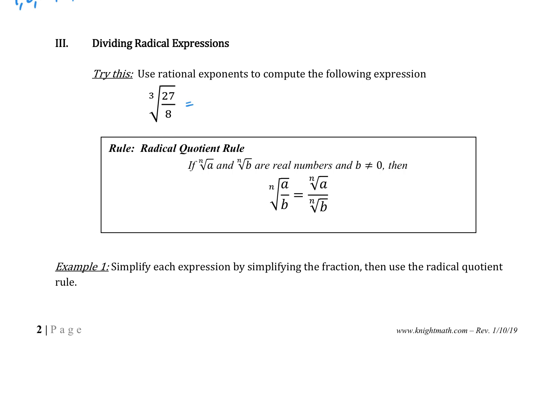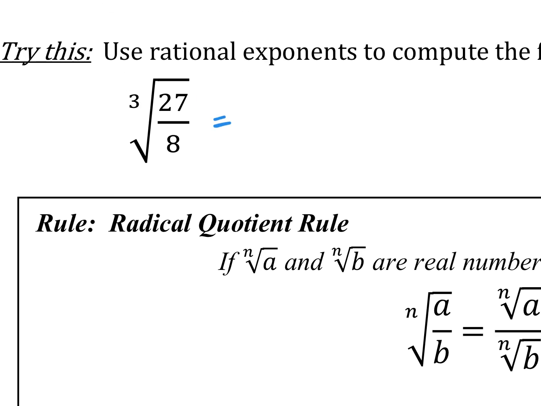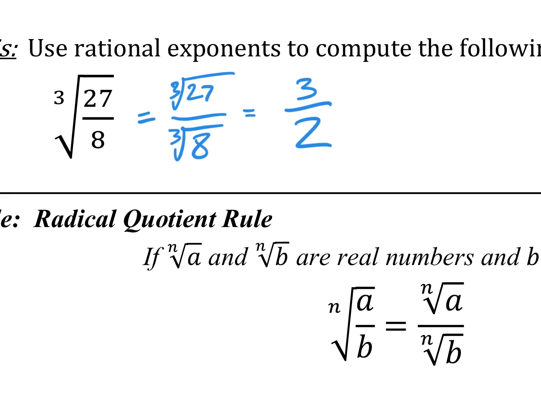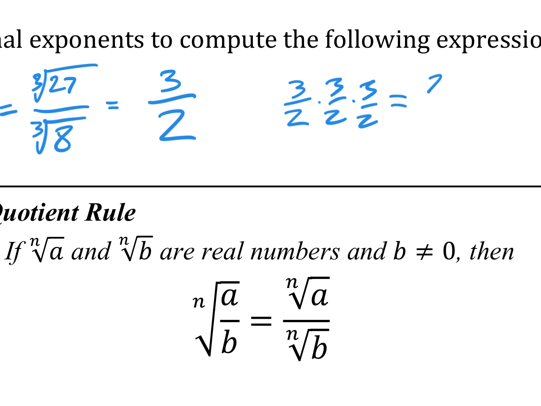So if we take the cube root of 27/8, we can just cube root that fraction and ask ourselves, what is the cube root of 27, and what is the cube root of 8? Well, the cube root of 27 is 3, and the cube root of 8 is 2. And we can double check: 3 halves times 3 halves times 3 halves. 3 times 3 times 3 on top is 27. 2 times 2 times 2 on bottom is 8.